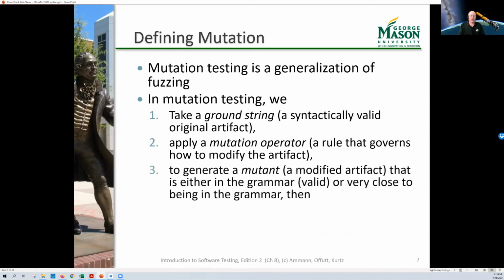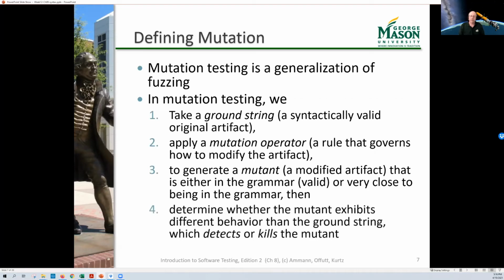That generates a mutant, right? That modified artifact. So now we have a modified data input or a modified version of the original program or something. And it's either valid or it's very close to valid, right? We're not trying to do random modification because, as I said, that's not usually very interesting or very effective. And then we're going to determine whether using that mutant exhibits the same behavior as the original, as the ground string, or whether it exhibits a different behavior. And if it exhibits a different behavior, then we say that we have detected or killed the mutant.